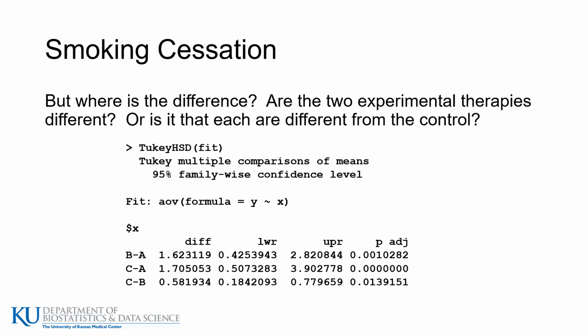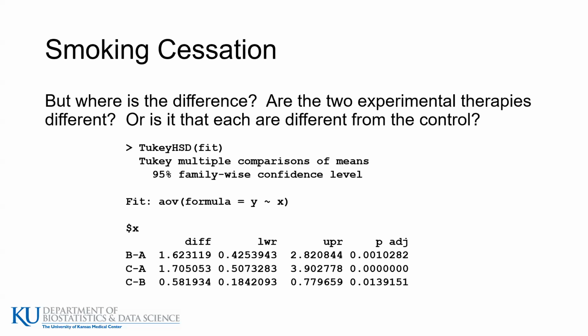So in this case, we use Tukey's HSD, which is honestly significant difference. I'm not going to go into this in detail. This is just to give an example of a type of post hoc test. So we know that there's a significant difference overall, and this test allows us to know where that difference is.